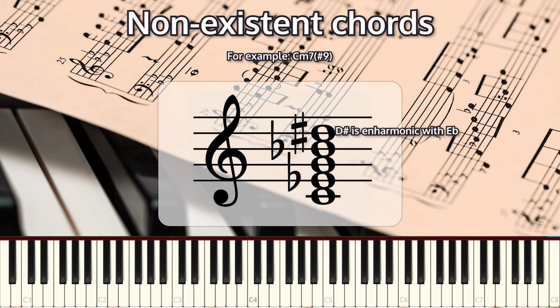However, if the ninth is already present an octave lower in the chord, adding it an octave higher does not create a new chord. For example, a minor 7 does not become a new chord when a sharp 9 is added, as the augmented ninth is simply a repetition of the third an octave higher.